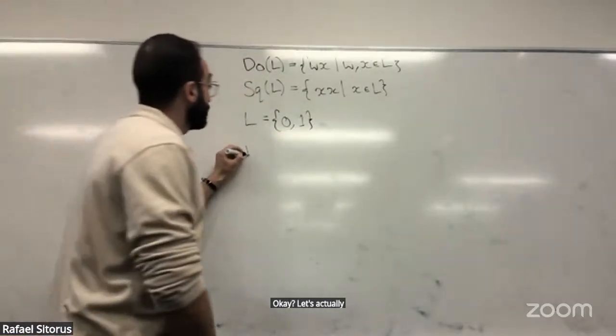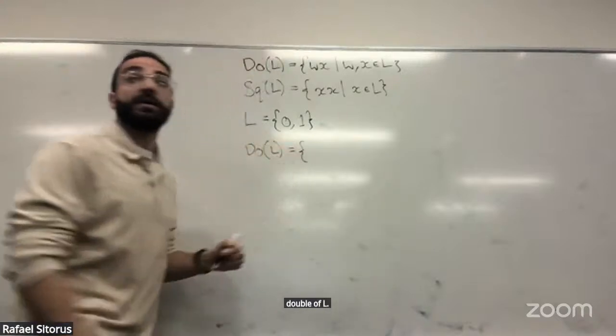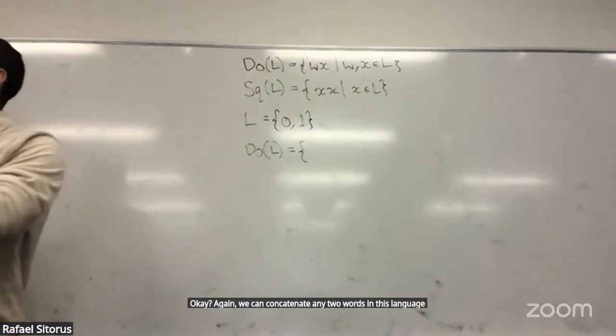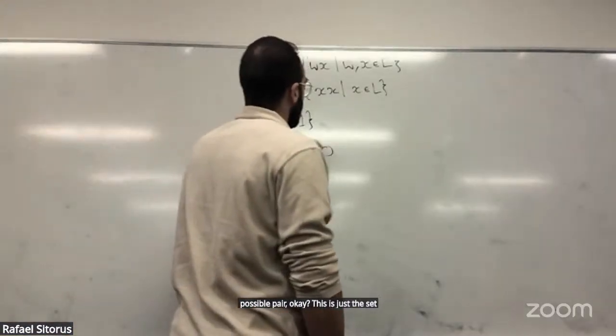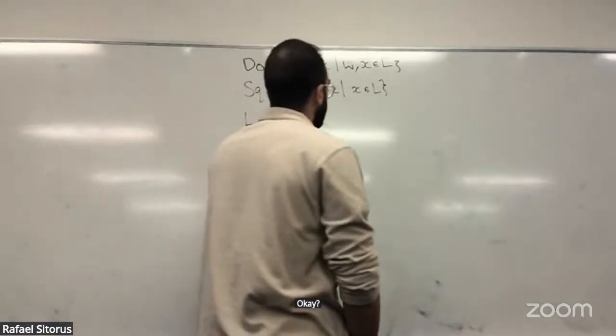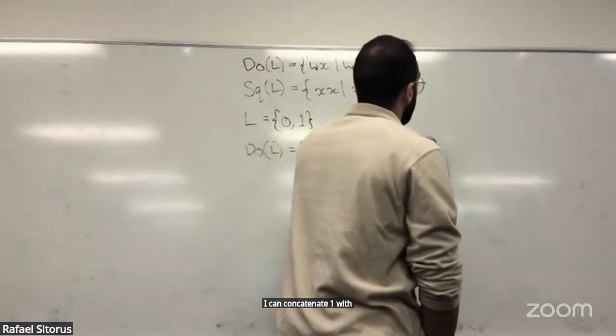Let's actually start filling out double of L. Again, we can concatenate any two words in this language, but for every single possible pair. This is just the set {00}, where I concatenate 0 with itself, because that's possible. I can also concatenate 0 with 1. I can concatenate 1 with 0, and then finally 1 with 1.